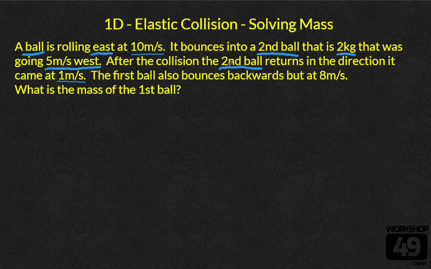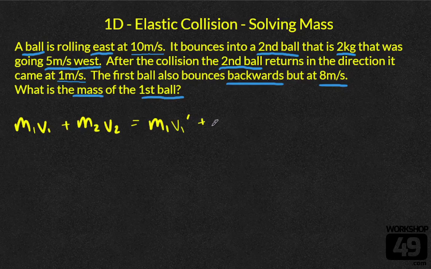The first ball also bounces backwards, but at 8 meters per second. That means it will also change its direction. What is the mass of the first ball? So we're going to go ahead and get our equation up. m1 v1 plus m2 v2 is equal to m1 v1 prime plus m2 v2 prime.